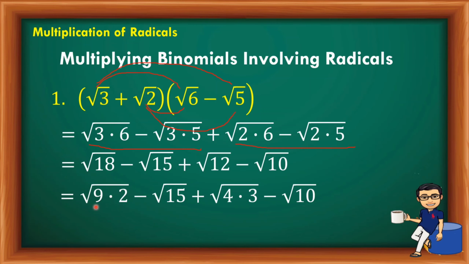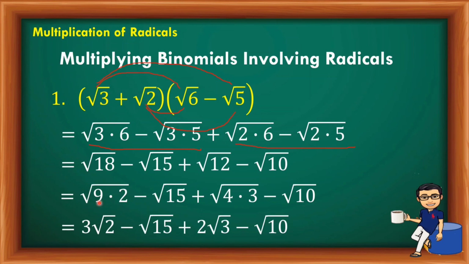Then, mapupunta sa labas ang 3, kasi square root of 9 is 3. Square root of 2 we have. Then wala naman ng minus. Square root of 15. Ito naman 4, ang square root nun ay 2. Ang square root ng 4 ay 2. Then kinopya lang to. Ito, wala na din. So yan na yung ating magiging sagot.